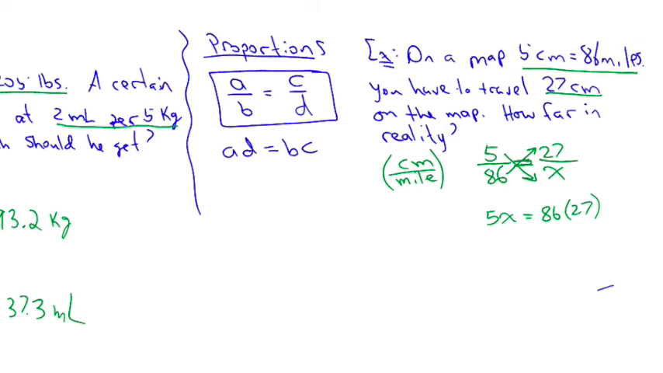What's 86 times 27? 2322. And then to solve for x, divide both sides by the number that's next to the variable, 5. So you get x is equal to 464.4.